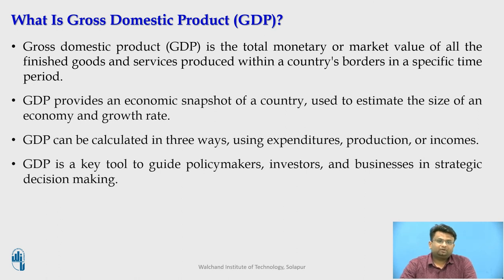So let us see what gross domestic product is. Gross domestic product is also called GDP. Gross domestic product is the total monetary or market value of all finished goods and services produced within the country's borders in a specific time period. As a broad measure of overall domestic production, it functions as a comprehensive scorecard of the given country's economic health. So the GDP is the monetary value of all finished goods and services within the country during the specific time period.